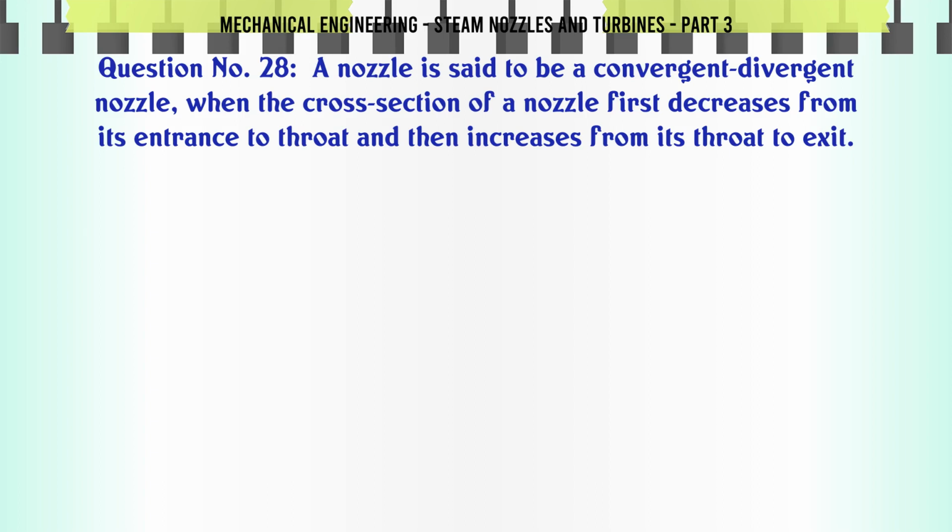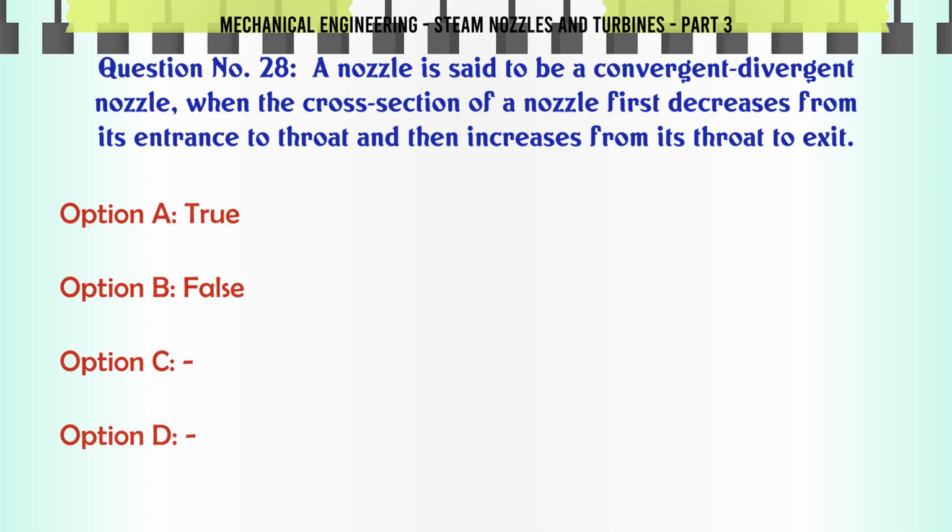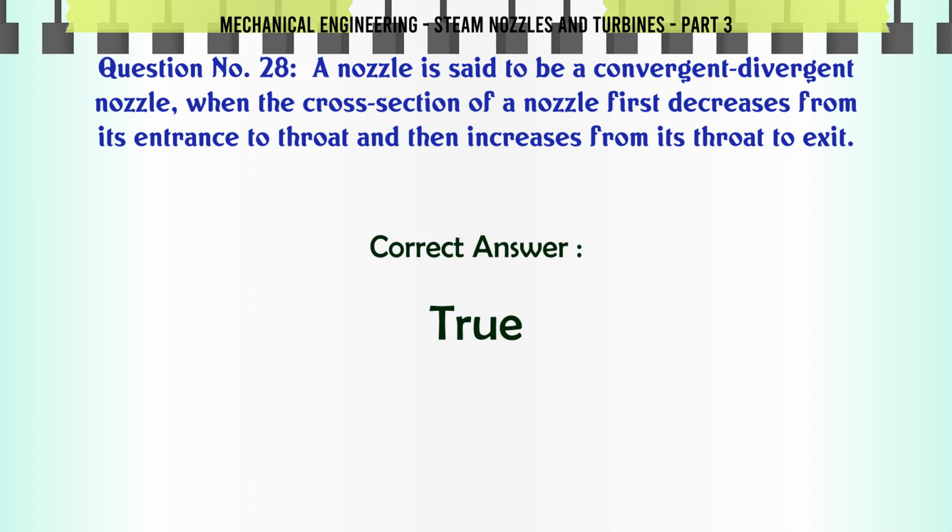A nozzle is said to be a convergent-divergent nozzle when the cross-section of a nozzle first decreases from its entrance to throat and then increases from its throat to exit. A. True. B. False. The correct answer is true.